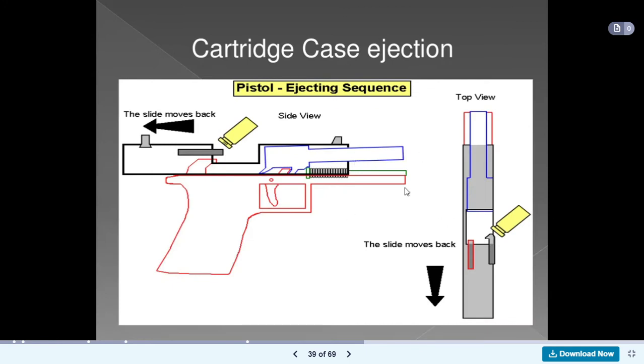So, cartridge case ejection. These are the ejecting sequence. So, as you can see, asa mo-gawas ang cartridge diri. Nag-recoil siya, nag-slide moves back. Okay, diyan nagawas ang cartridge.